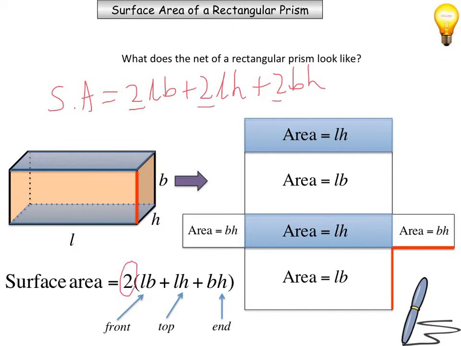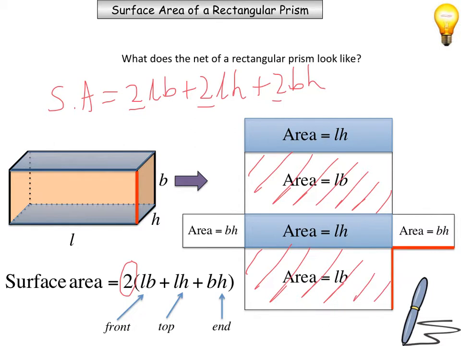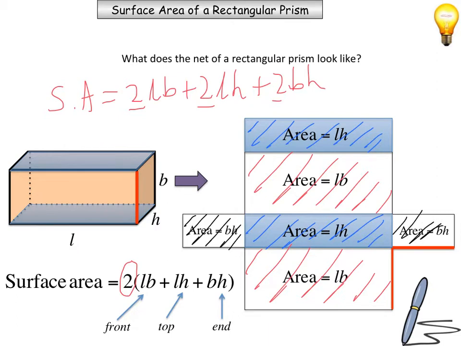The LB would be this area, but because we have 2 of them, we've multiplied it by 2. The area of LH is this part here, which is the top, and that is the bottom. There's 2 of them, so that's why we've multiplied it by 2. And we know that the ends are BH, so that's 1 BH, and there's another one making it 2 BH.